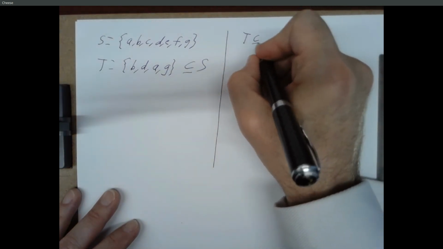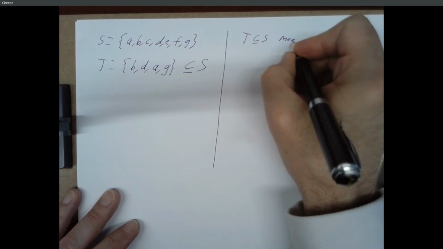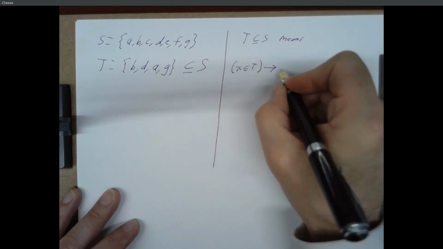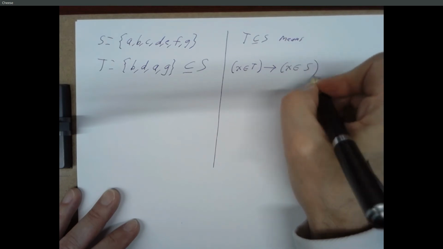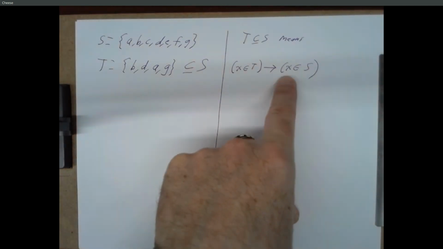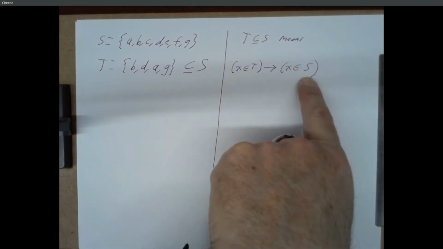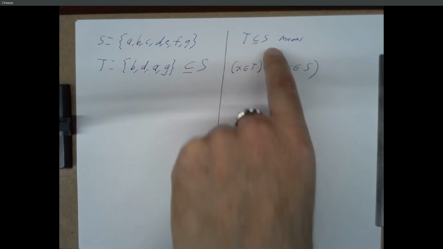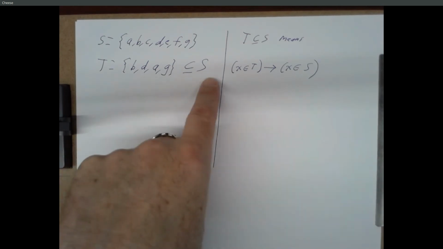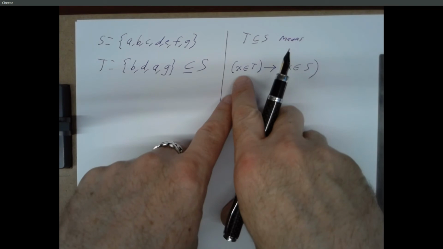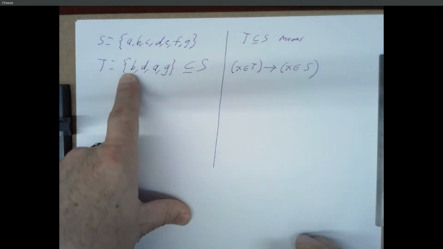Okay, so think about our definition. Saying that T is a subset of S means if X is in T, then X is in S. That's the propositional logic way. If X is some element of T, then X must also be a member of S. So everything that's in here has to be in there. So how do we prove that this set T is a subset of this set S? Simply show that for any X, if X is in T, it's also in S.